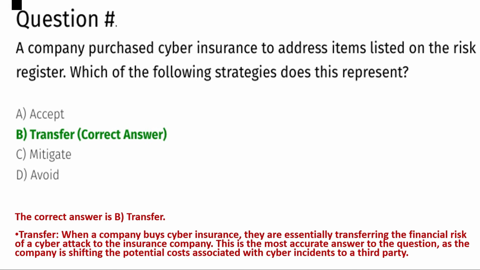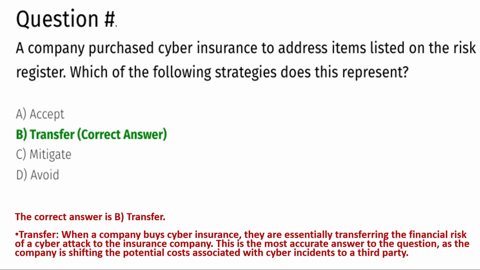The next question is, a company purchased cyber insurance to address an item listed on the risk register. So which of the following strategies does this represent? Option A, accept. Option B, transfer. Option C, mitigate. Option D, avoid. That's why the correct answer for this question is option B, transfer.